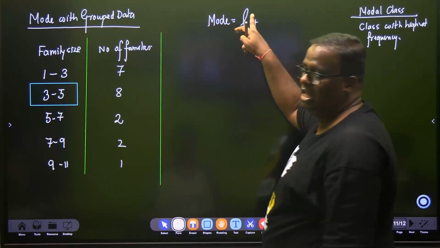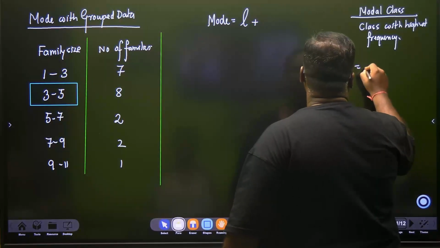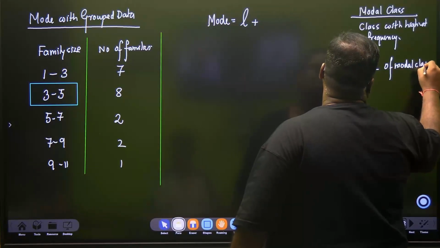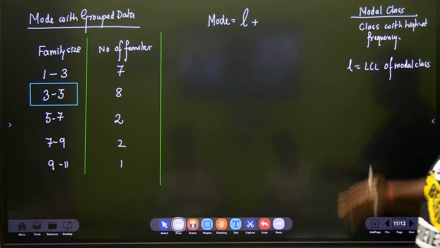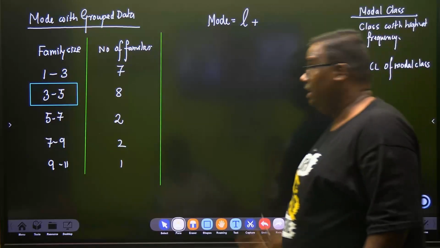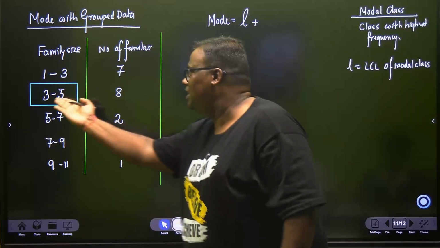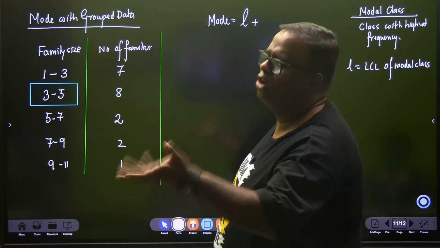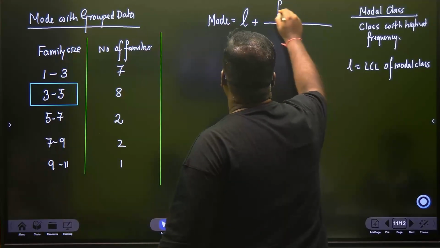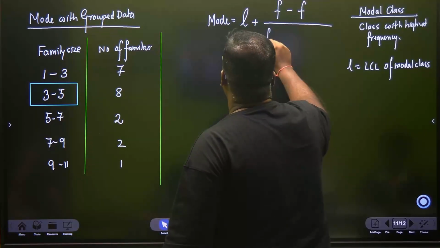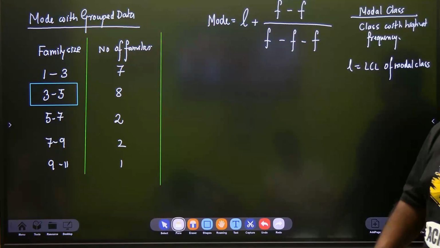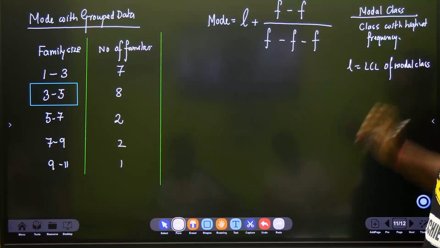So you cannot forget this L. What does my L mean? L is the LCL of my modal class. Clear? Now, something will be added to this 3, which can be 0 or more than 3. We write this added part like this, just see, F, F, F, F. Two F's on top, and 3 below. Understood?